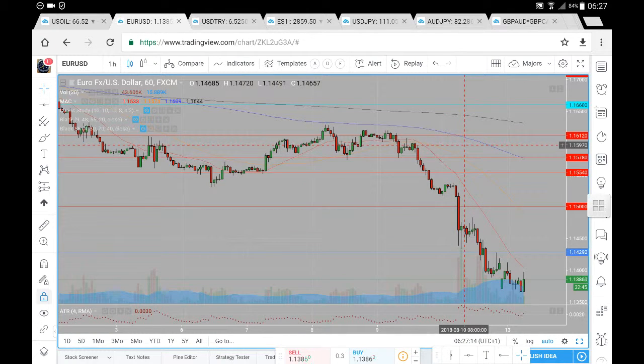So this is your euro dollar analysis for Monday the 13th of August. Now let's just have a look at where prices are, and where prices may likely go.